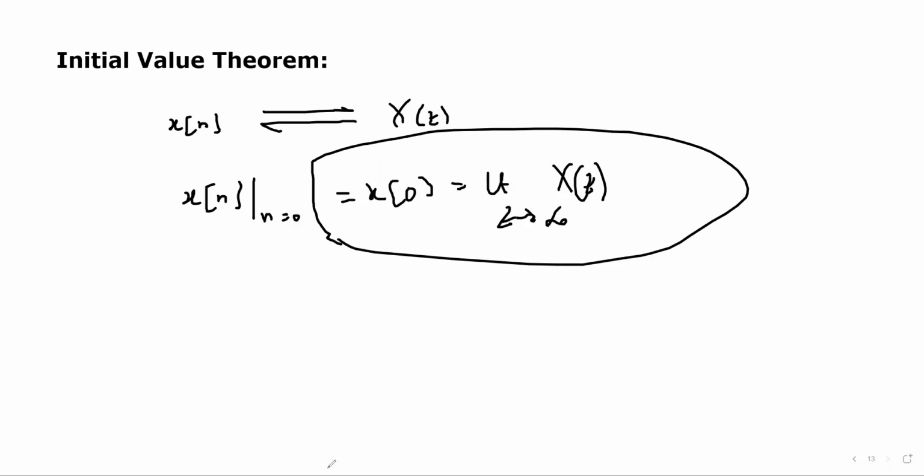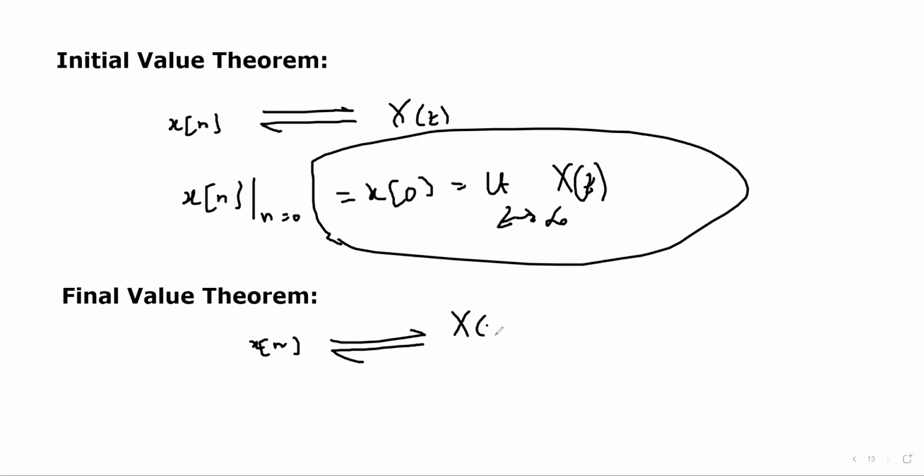There you can see that. Similarly, this is the initial value theorem. Whereas coming to the final value theorem, I have my signal sequence as x of n, and I will get this as X of z if I am applying the z transformation to that.